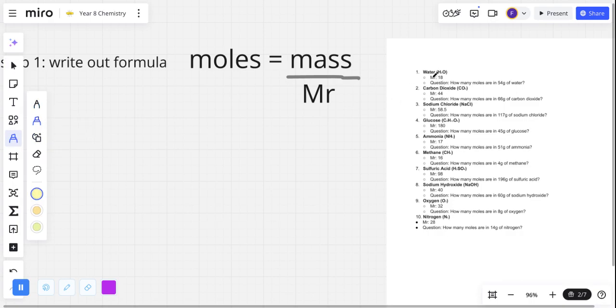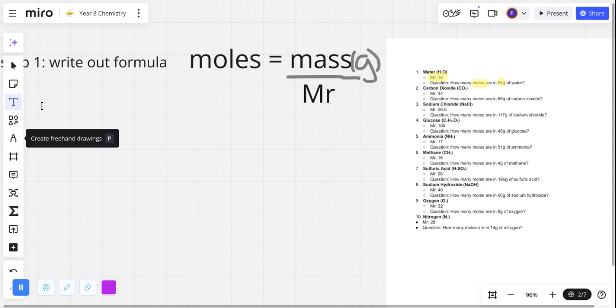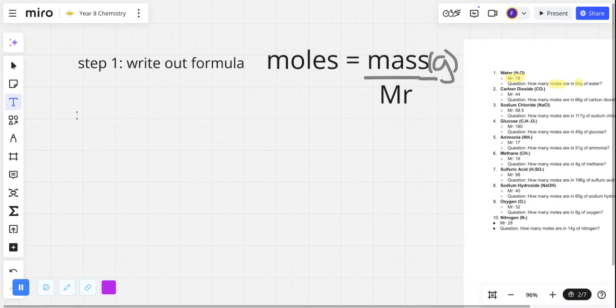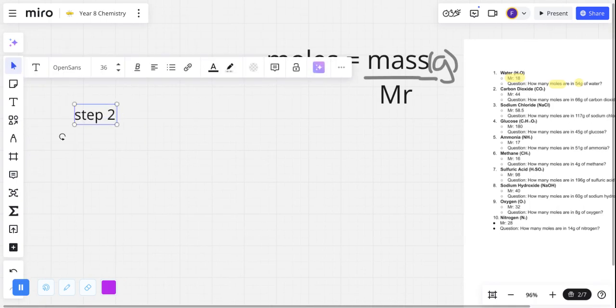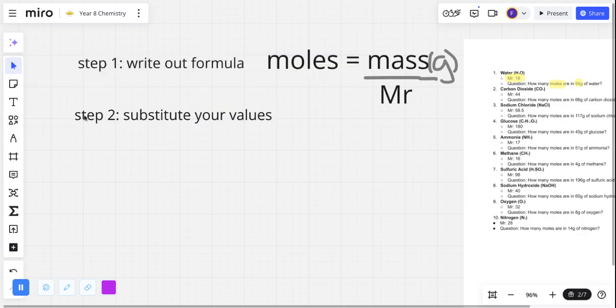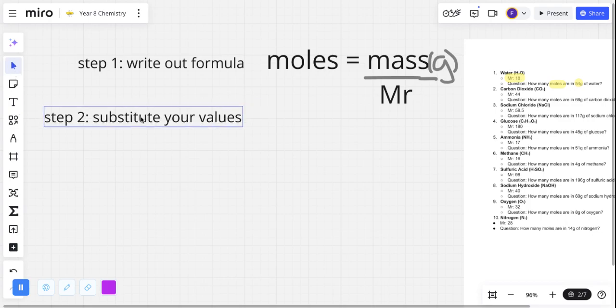So I'm going to do number one. MR is 18. How many moles are there in 54 grams? Grams is the unit of mass. Always in chemistry, we use grams. What you do then is substitute your values in, and that's step two. Substitute your values in. That's a very mathematical term, and all it means is change the words or the symbols to numbers that you know.